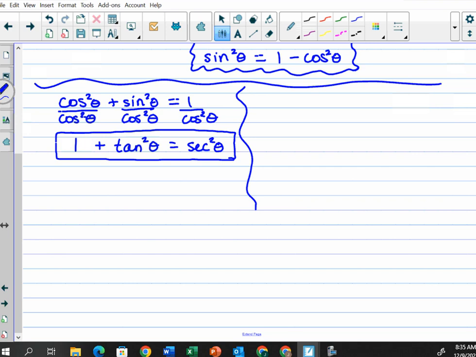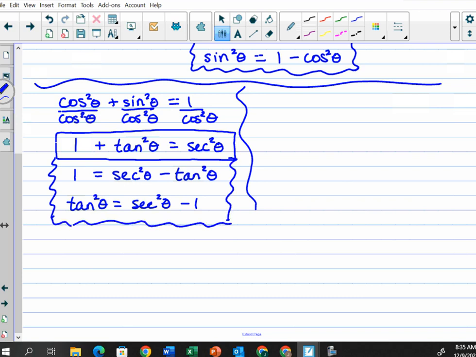Okay, so that's another main trig identity here. Let's solve it for other things. What if I solve it for 1? What if I solved it for tangent squared? Secant squared theta minus 1. Oh, throwback. That's the one we were actually using in our problem. They're all identities.